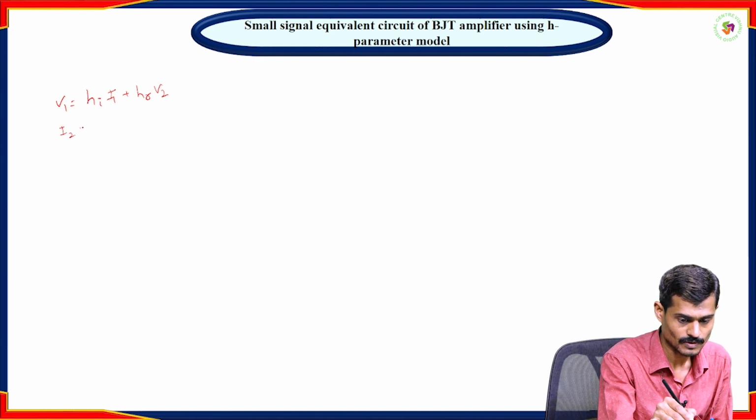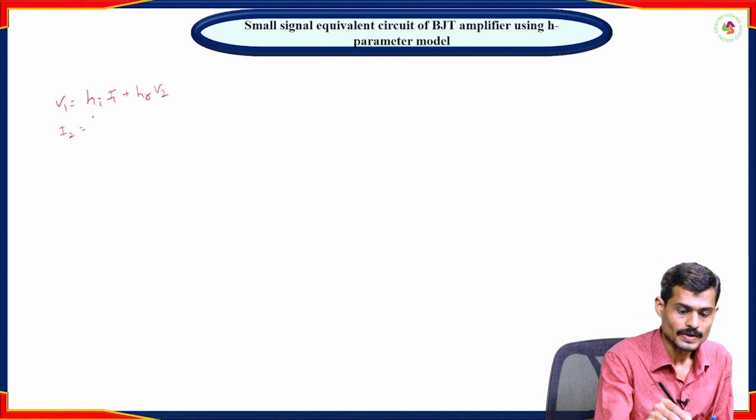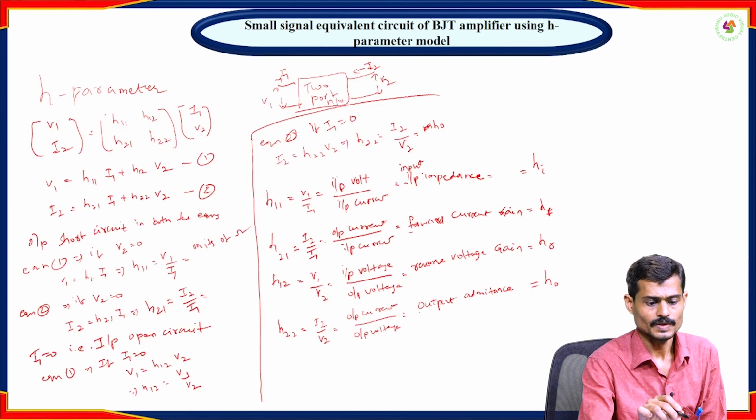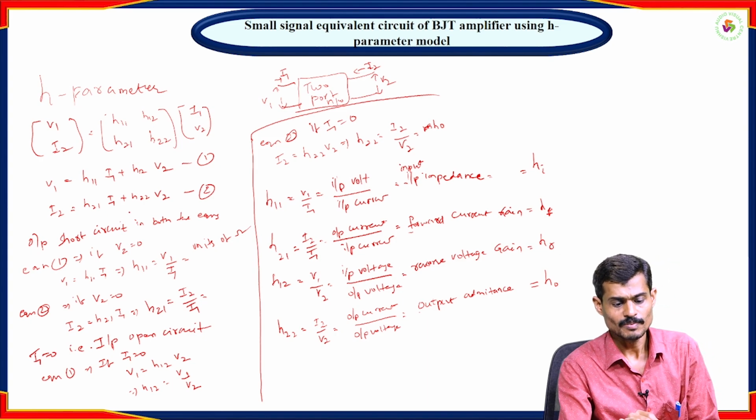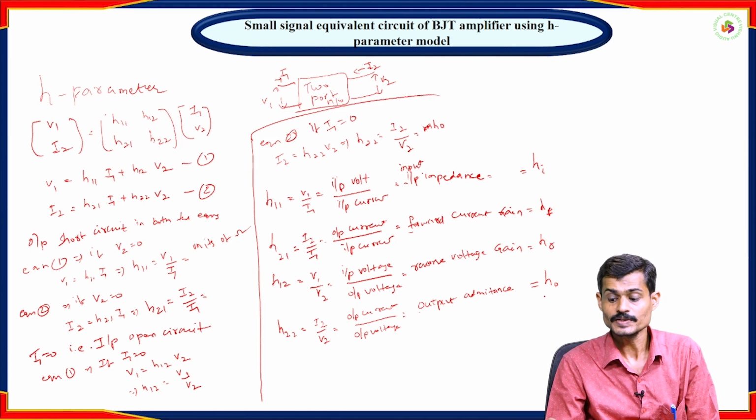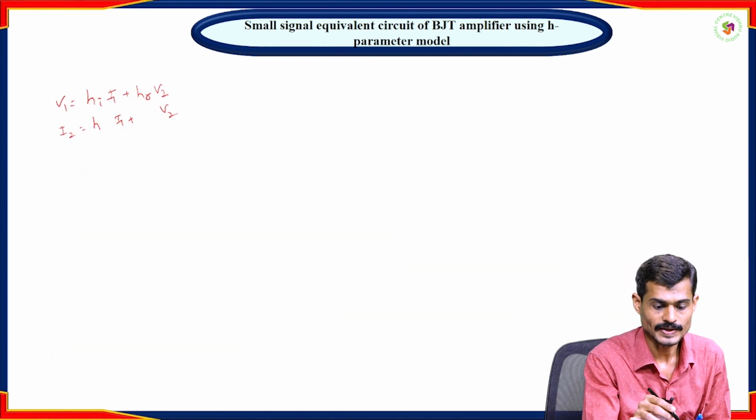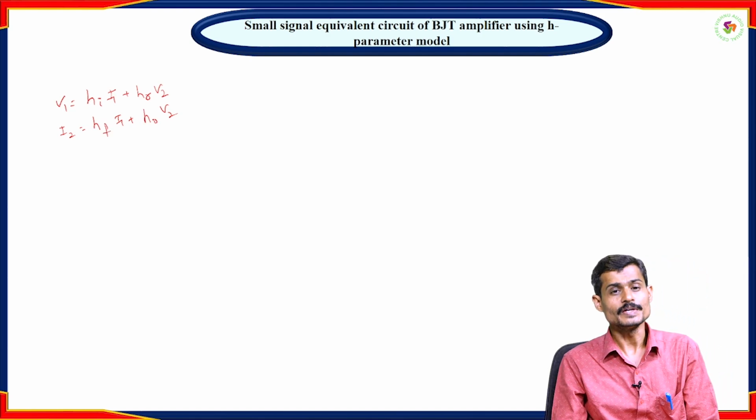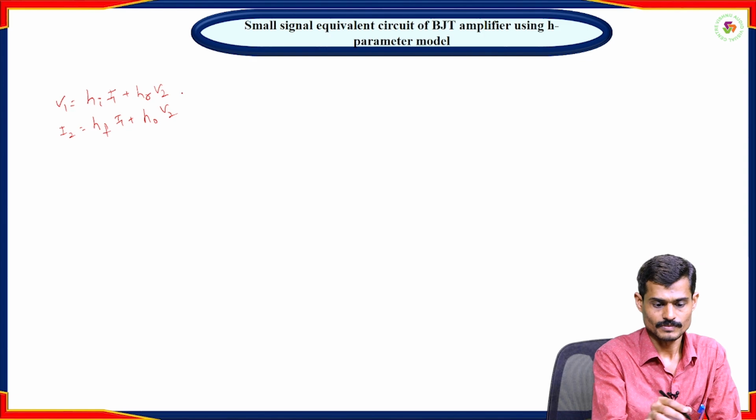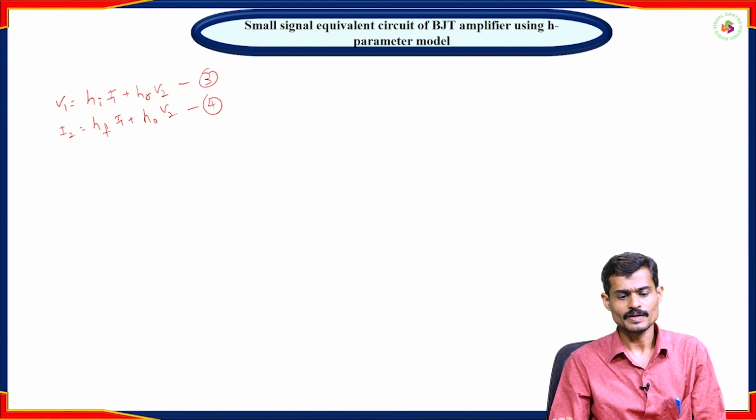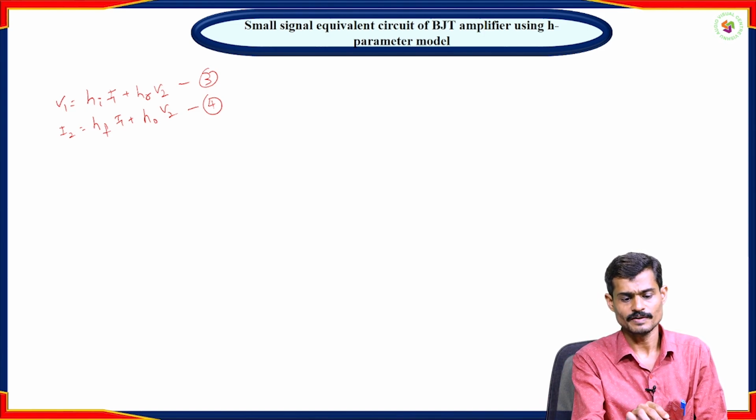Similarly, we know that I2 equals H21 I1 plus H22 V2. But H21 is represented as HF and H22 as HO. So I2 equals HF into I1 plus HO into V2. Let us take these as equations 3 and 4. V1 equals HI into I1 plus HR into V2, and I2 equals HF into I1 plus HO into V2.